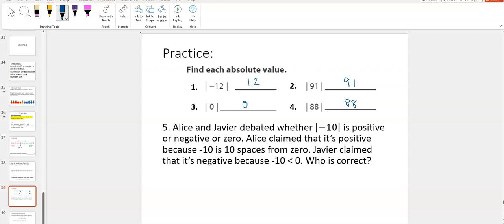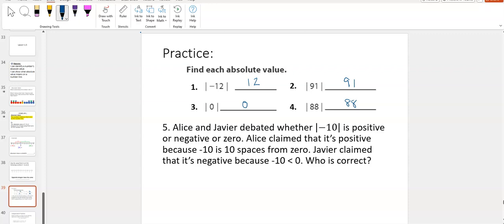So now we have a word problem. We have Alice and Javier. Alice and Javier debated whether the absolute value of negative 10 is positive or negative or 0. Alice claimed it's positive because negative 10 is 10 spaces from 0. Javier claimed that it's negative because negative 10 is less than 0. Who is correct? Go ahead and think about that one for a second and then join me again and we'll go over that answer.